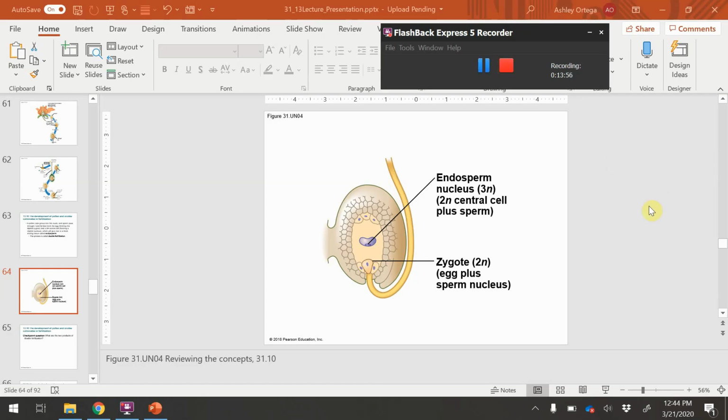Okay, so we were here continuing our talk on the fertilization process. And so the zygote was the egg and the sperm coming together, and then the endosperm is the central cell and the sperm coming together. So let's continue on here.